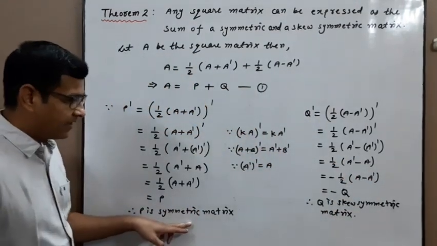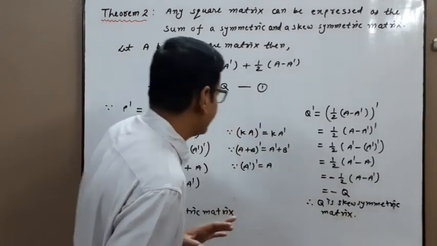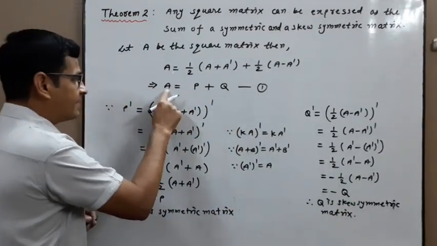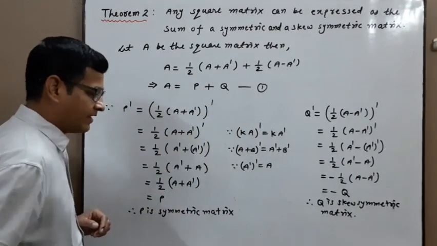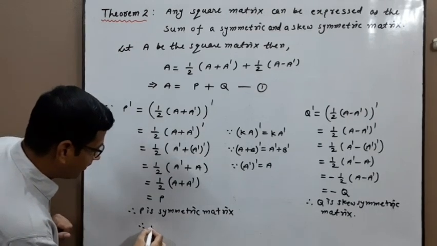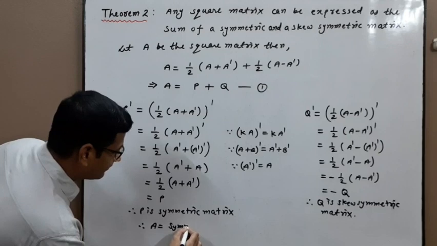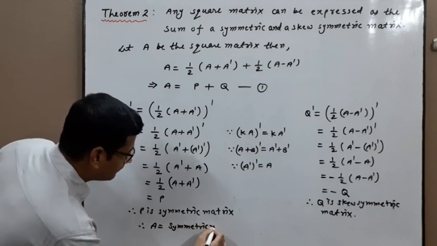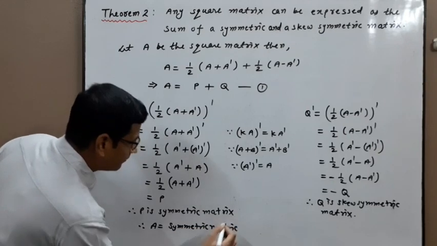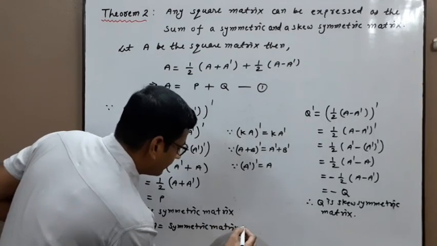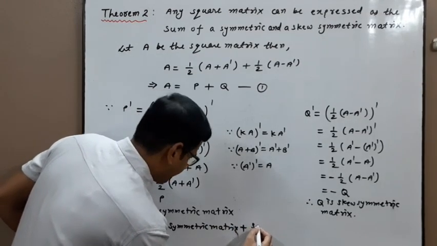P is a symmetric matrix, Q is a skew symmetric matrix. That means A is the sum of a symmetric and a skew symmetric matrix. Therefore, A is equal to a symmetric matrix plus a skew symmetric matrix.